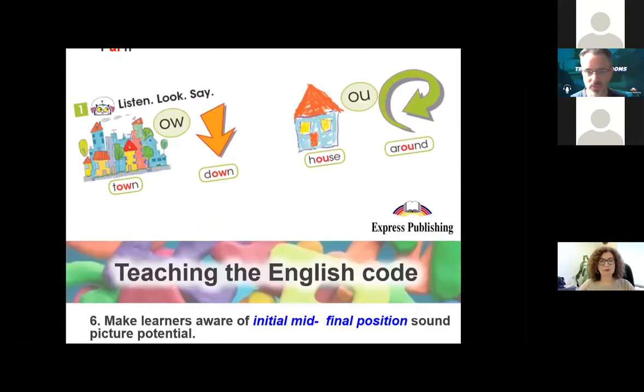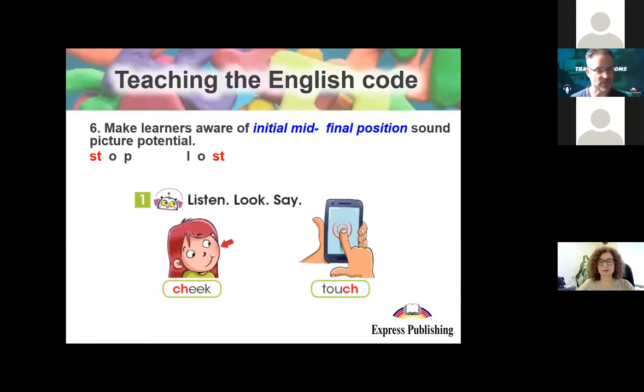Okay, I want to zoom through these a bit because I want to show you some practical activities and ask you a few more questions. But it is important you see that we do think there's a progression here. Make learners aware, just letting them know how we start building the sounds of words: initial, mid, and final position. So st, op, l, o, st. This is how we get them to sound it out.